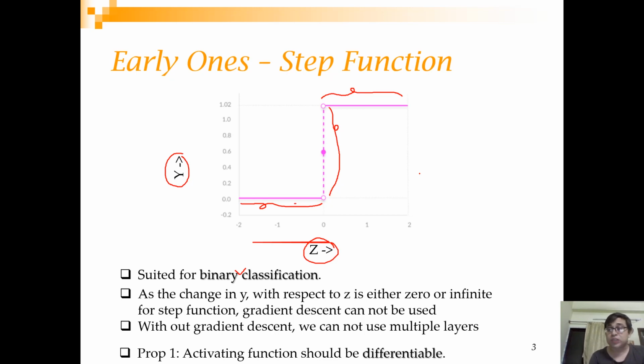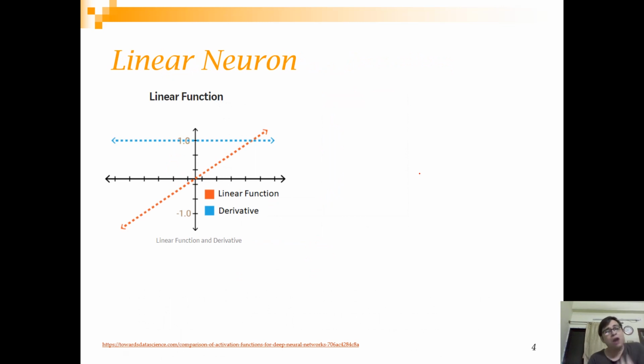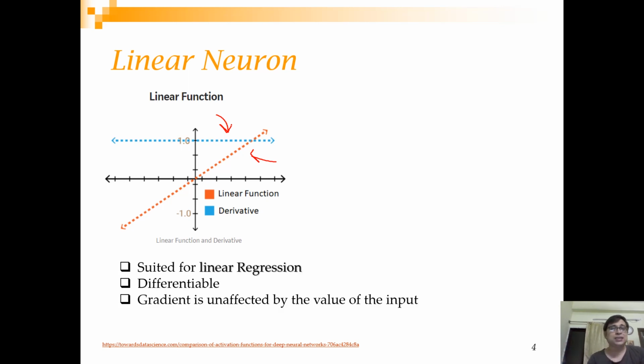Next we move to something called a linear neuron. The functions that we are going to discuss now are differentiable, so we are going to plot both. In red, we plot the actual function, and in blue, we plot the derivative. One thing we quickly see is that it has a continuous output, so it is suited for linear regression. It is differentiable. However, the gradient is unaffected by the value of the input, because you see the gradient is constant over here. The gradient is actually 1.